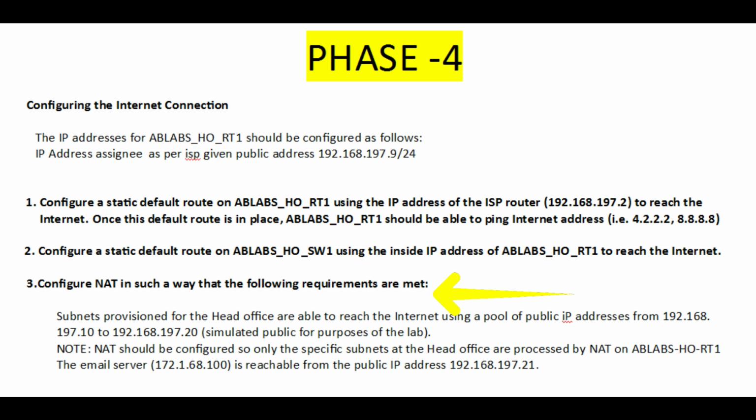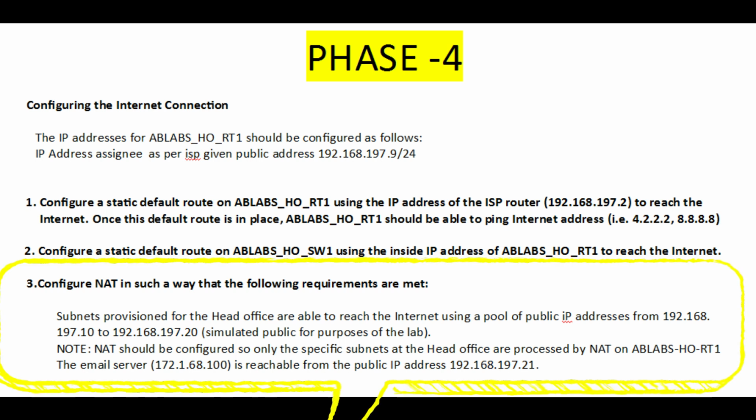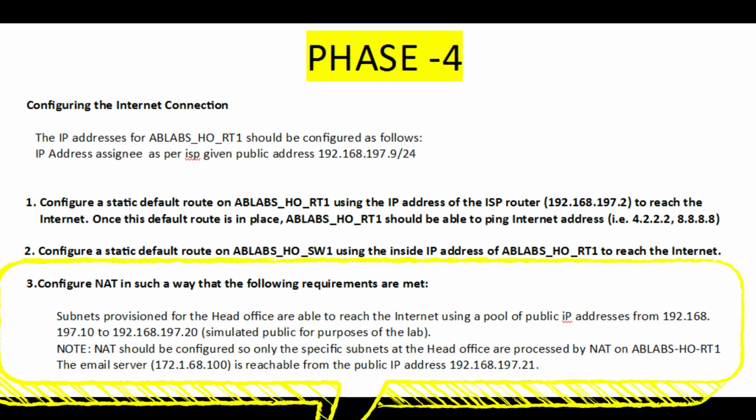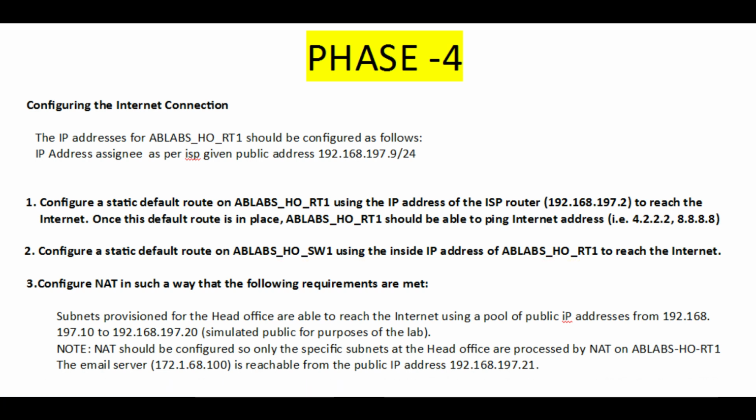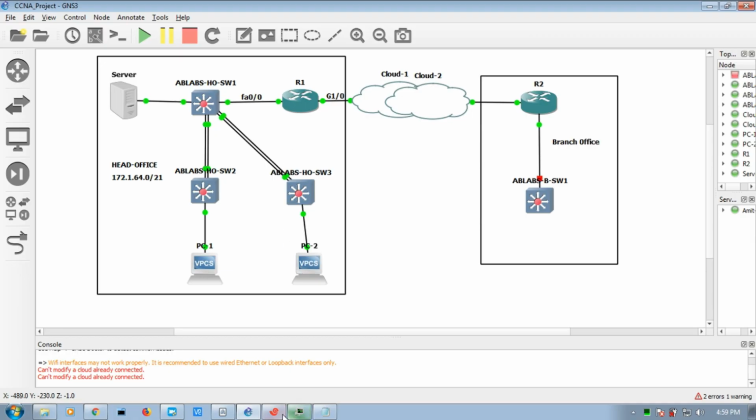We have used the public IP address range from 192.168.197.10 to 192.168.197.20, and after that we do some static NAT to publish our web server to be reachable from the public IP address 192.168.197.21.